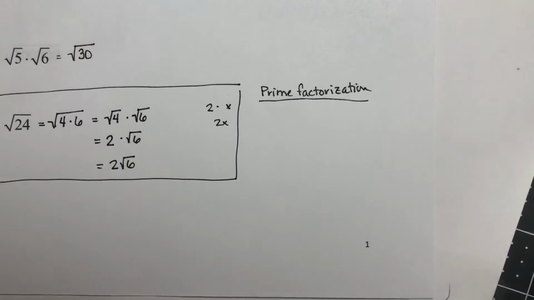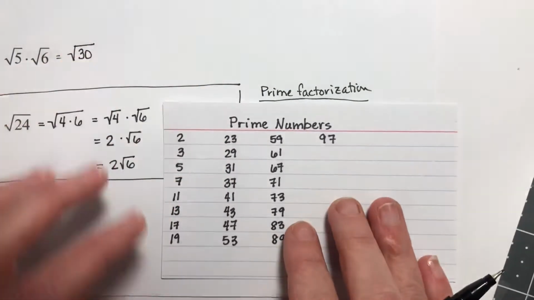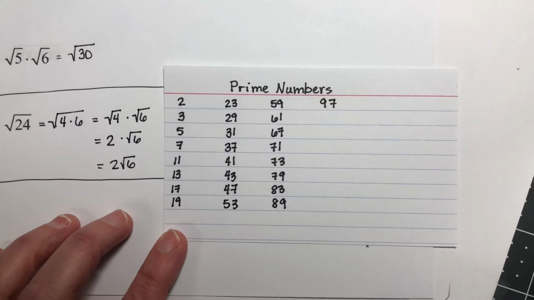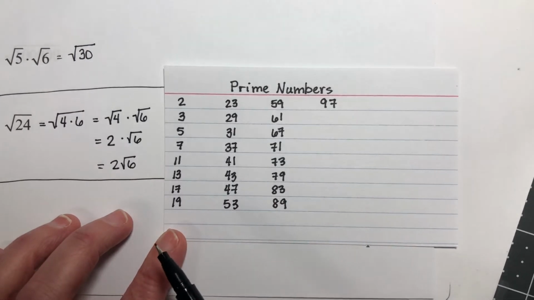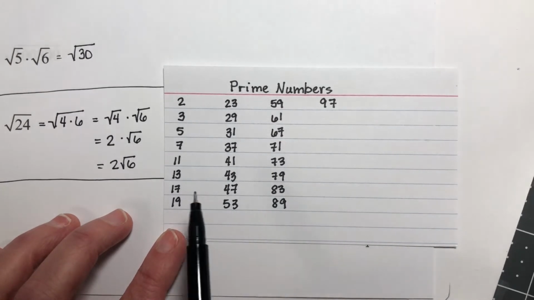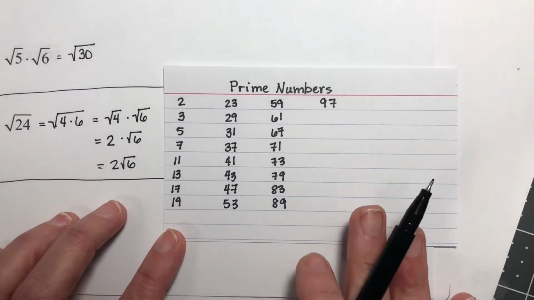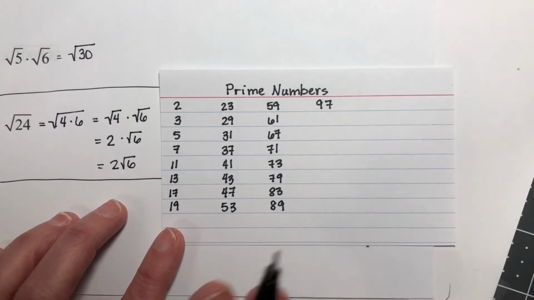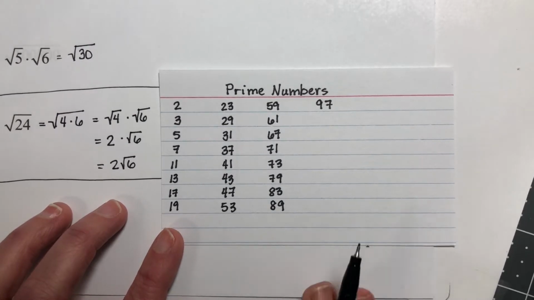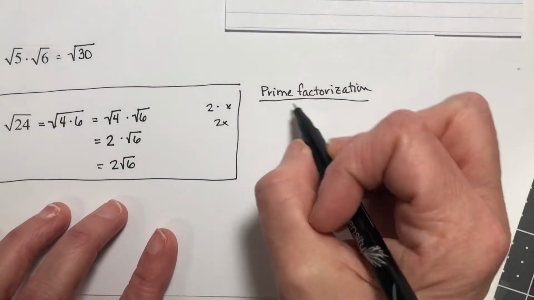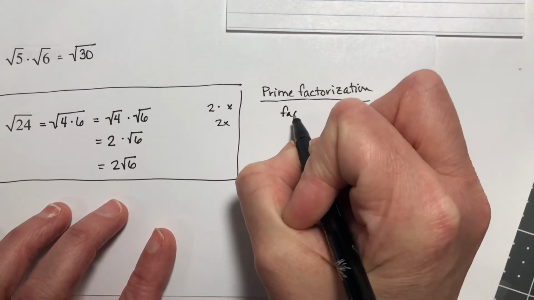Just as a reminder, what your prime numbers are, here are all the prime numbers less than 100. These are the numbers that are only divisible by themselves and 1. 2 is our only even prime number because every other even number is also divisible by 2. So all but one of them are odd numbers. What we want to do is any number we can think of can be written as a multiplication problem involving only prime numbers. Now, the first way you may have learned prime factorization is what we call the factor tree.